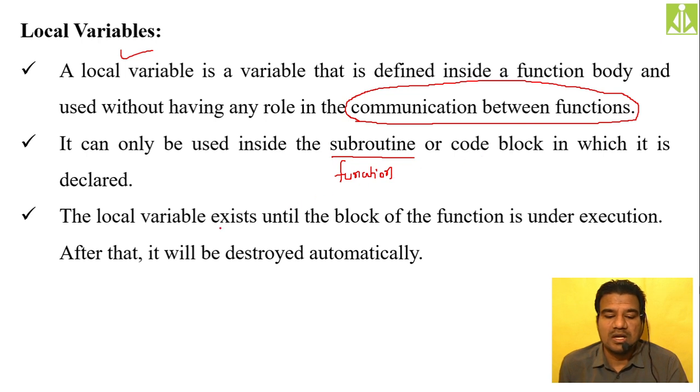The local variables exist until the block of the function is under execution. As long as that function is under execution, the local variables declared inside that function will exist. Once the function code comes out of execution, all those local variables will be destroyed automatically, will die. Their lifetime will become over. They will simply die. Remember this one.